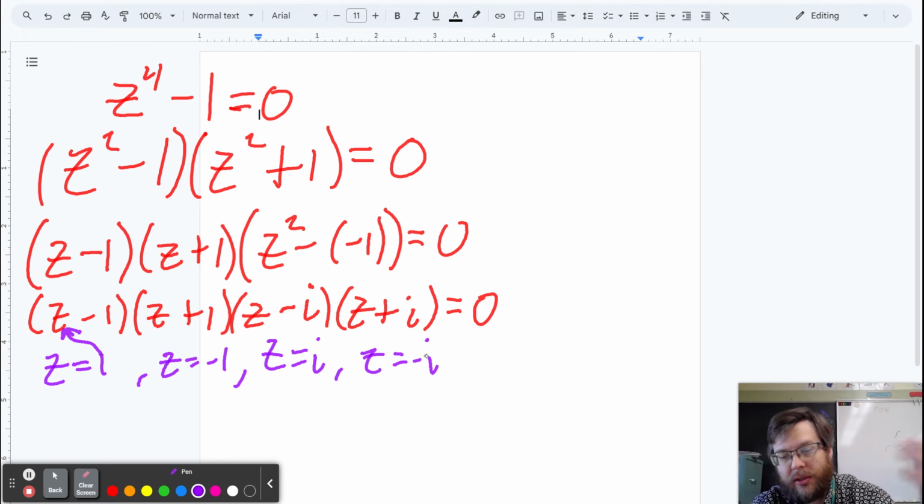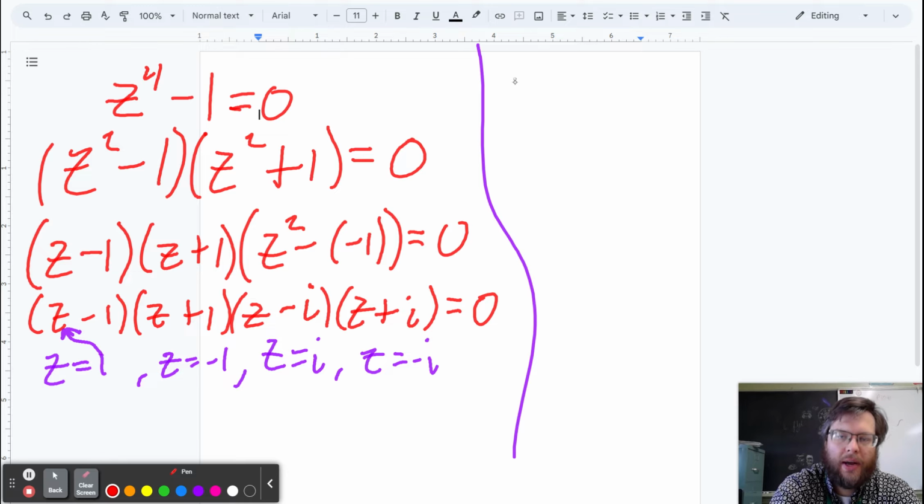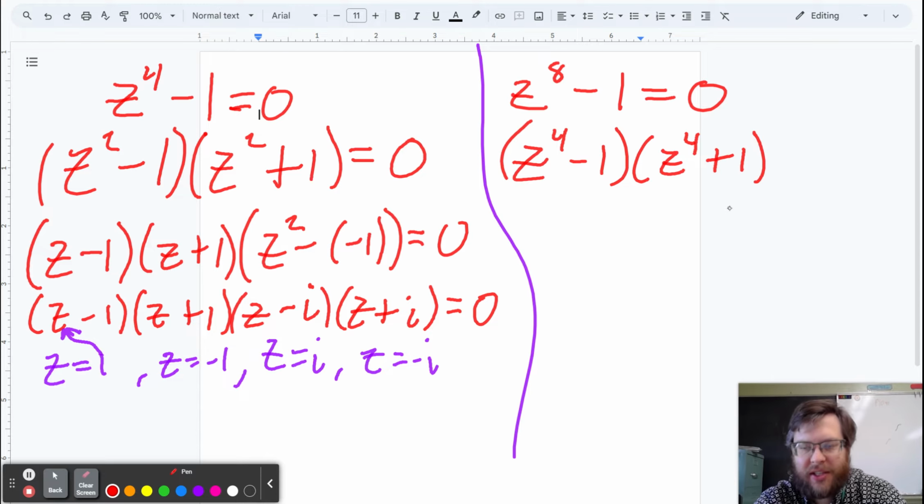Okay, so this worked out quite nicely because we had the difference of two squares that we could work with there, and because we were able to easily see what the square roots of 1 are. It becomes a little bit trickier if we have a situation with a higher power. So for example, if we had z to the 8th minus 1 equals 0, we could split that up like this, z to the 4th minus 1 and z to the 4th plus 1, but it just gets a little harder to split it up after that point.